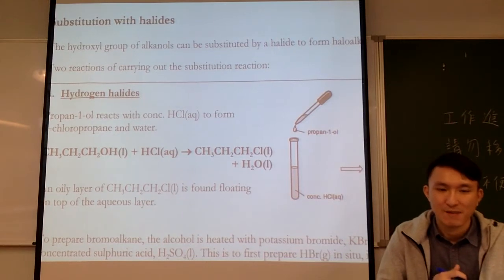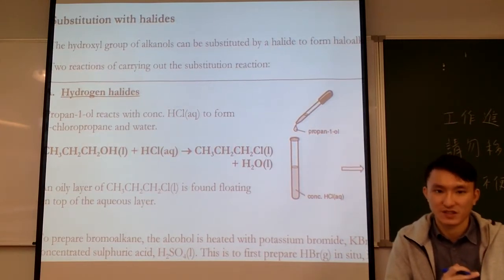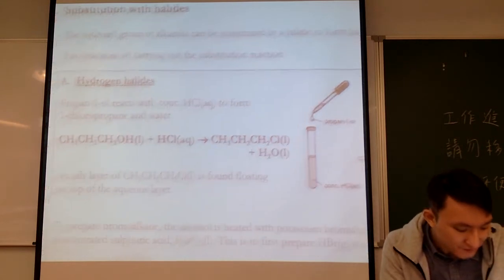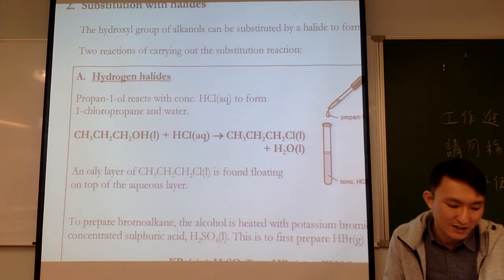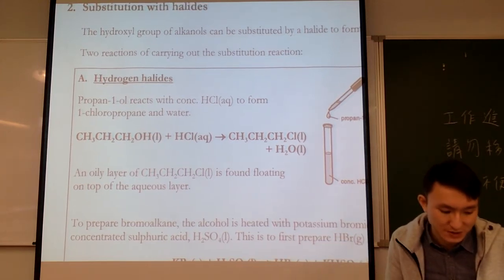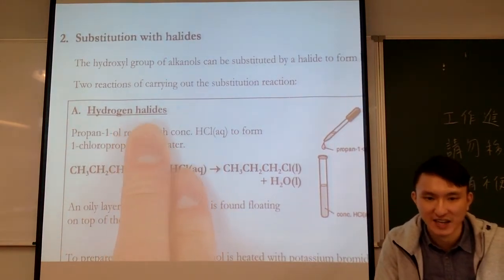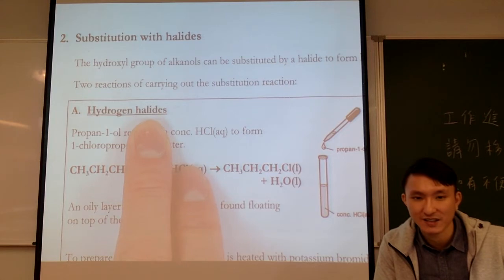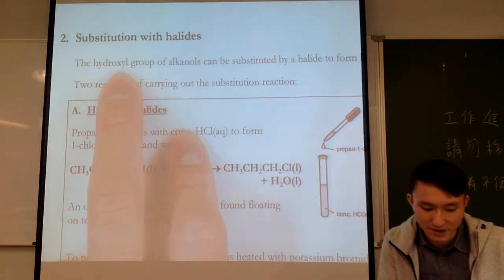So, but the reaction, the condition, the reagent is pretty much different, okay? So let's have a look. Now, we can have two types of reagents in order to achieve the substitution reaction. Here, we can use hydrogen halide. That makes sense, okay? It can provide the halide ion to substitute the hydroxyl group.